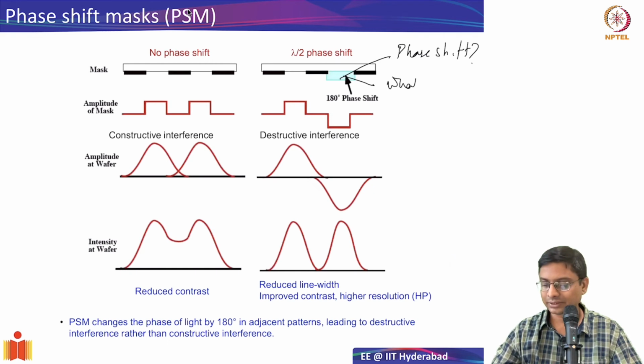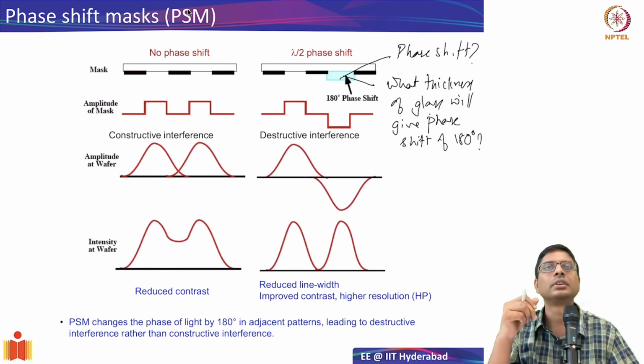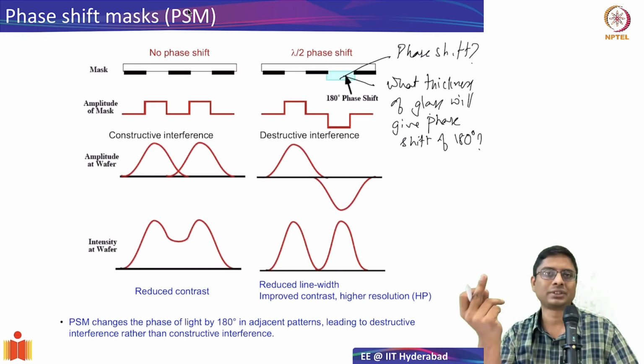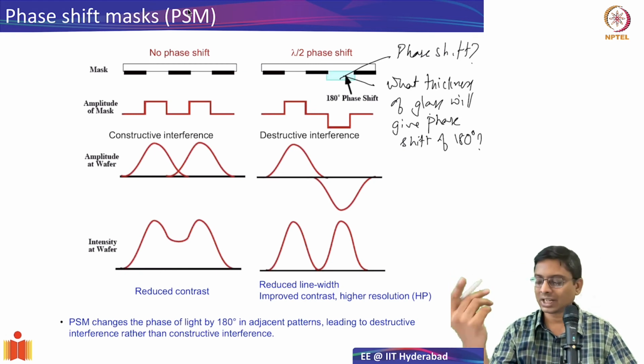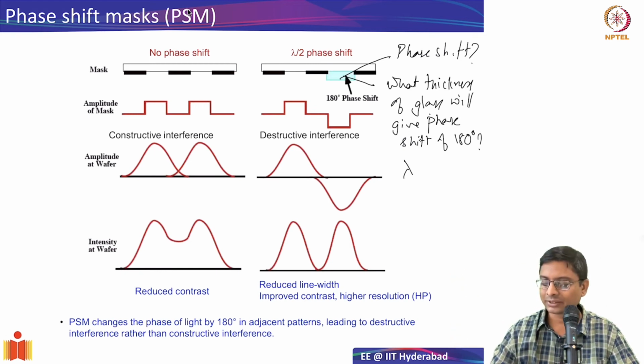What thickness of glass will give a phase shift of 180 degrees? So if you have glass, there is a certain wavelength which is propagating in glass. So the wavelength in glass will be how much? Lambda by n, right? The wavelength in glass, lambda g, is going to be lambda by n. N is 1.5.